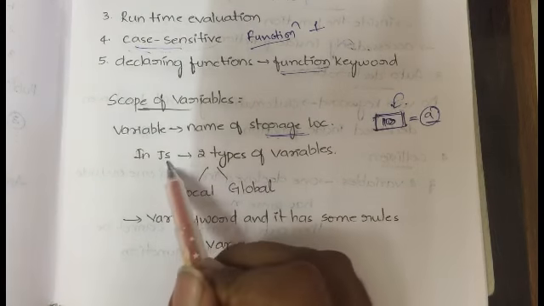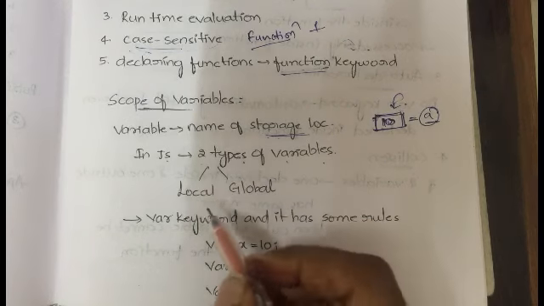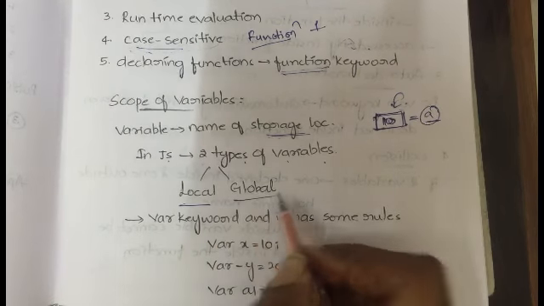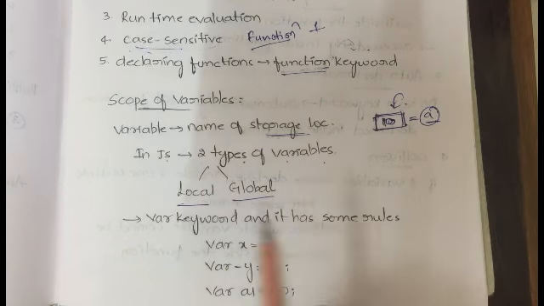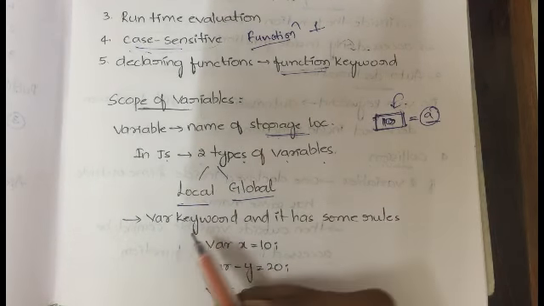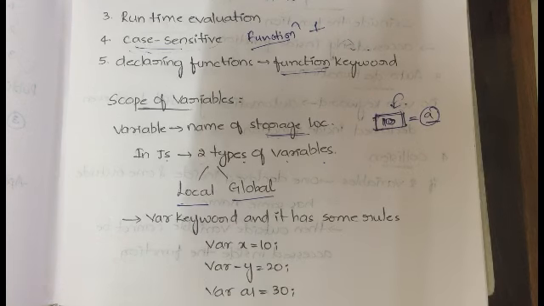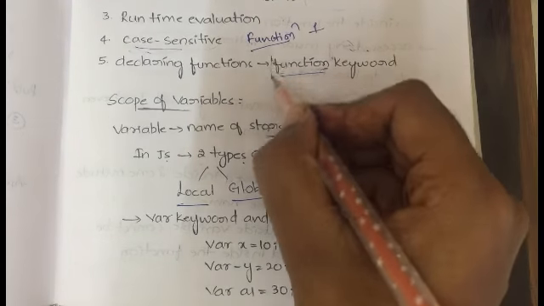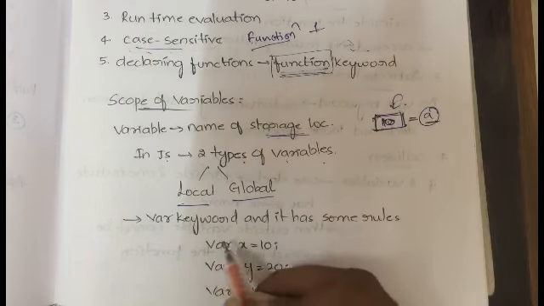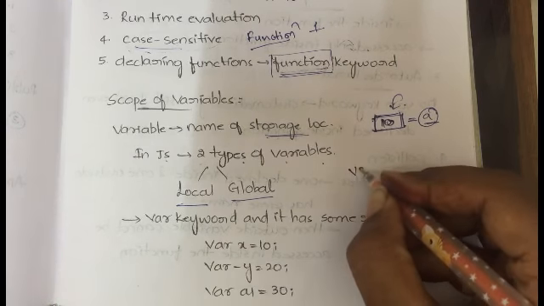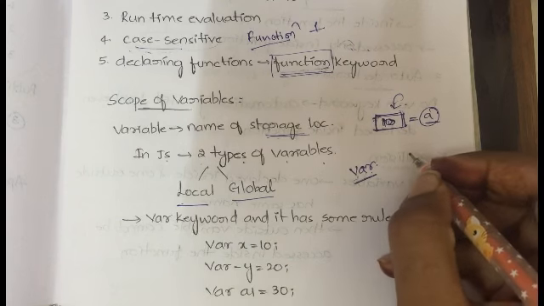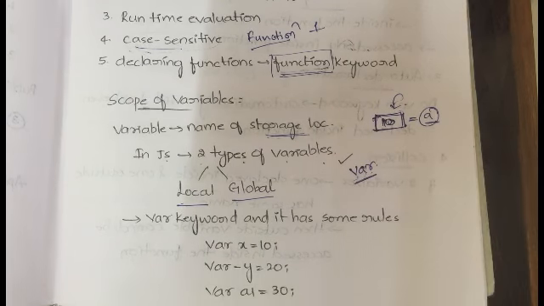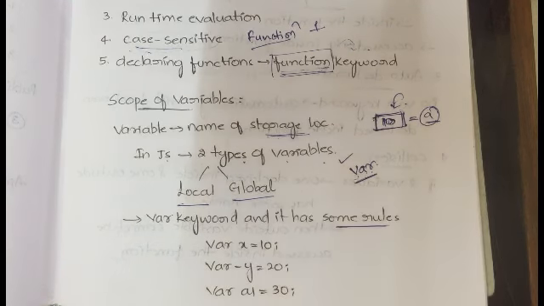So you know what a variable is. A variable is simply a storage location, you can say. And in JavaScript, you have two types of variable. Number one is local variable and number two is global variable. I will explain what is local and what is global, don't worry. And as we declare functions using the function keyword, in order to declare variables, we will be using a keyword called var, which stands for variable. So by using the var keyword, we will be declaring a variable and it has some rules.